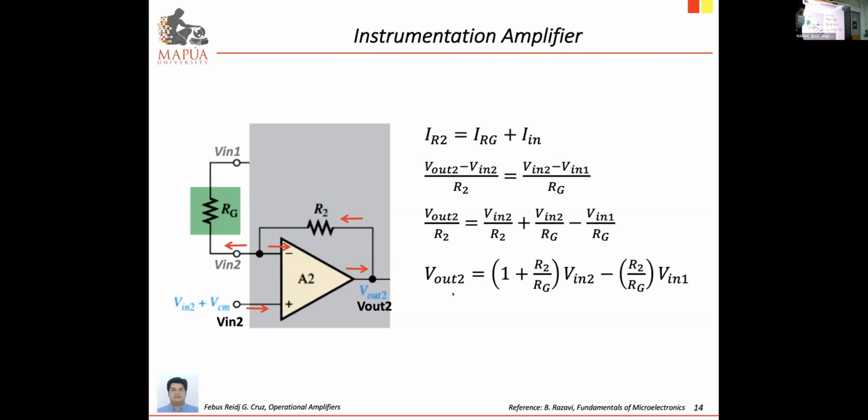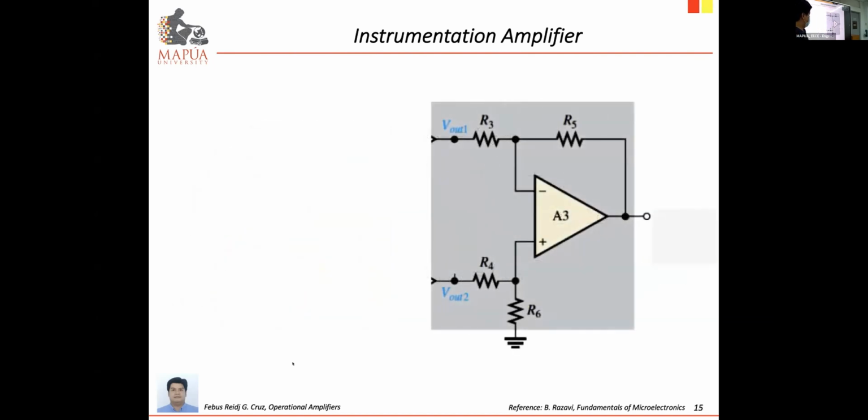Again, look at the form. V in 2 is connected at the positive, so it will be multiplied by 1 plus feedback over the input, while V in 1 is at the negative, so it will be amplified using the inverting amplifier. So after knowing V out 1 and V out 2, you can now analyze the next stage, which is amplifier 3.